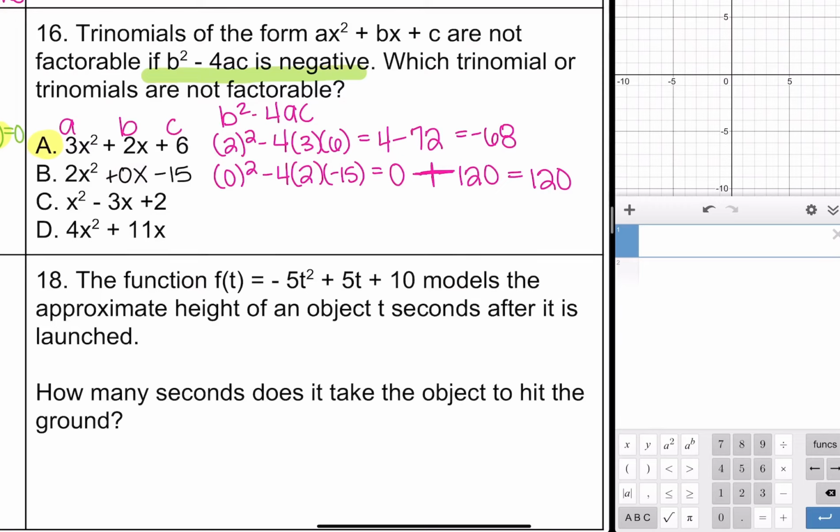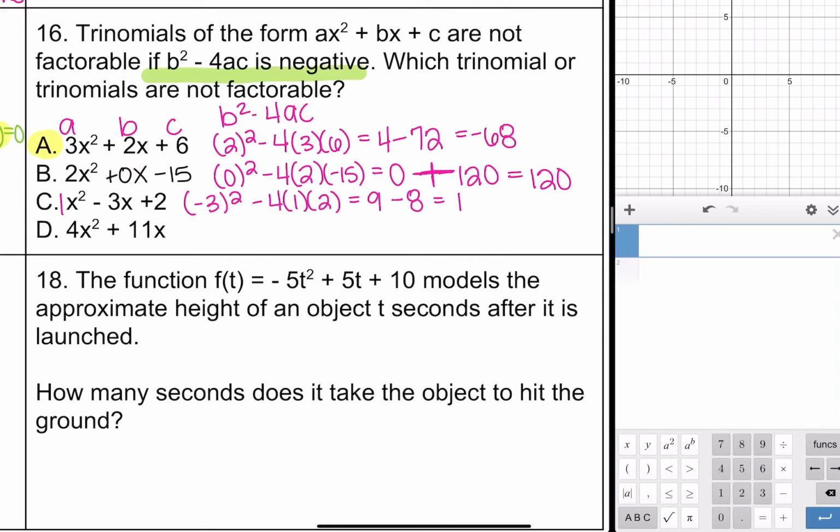All right, C. We're going to use b squared minus 4ac, plug them in, see if you get a negative number. All right, so a is 1, b is negative 3, c is positive 2. So b squared minus 4 times a times c. Negative 3 squared is negative 3 times itself, which gives us a positive 9, minus 4 times 1 times 2 is 8. 9 minus 8 is 1. That is positive, so it is factorable.